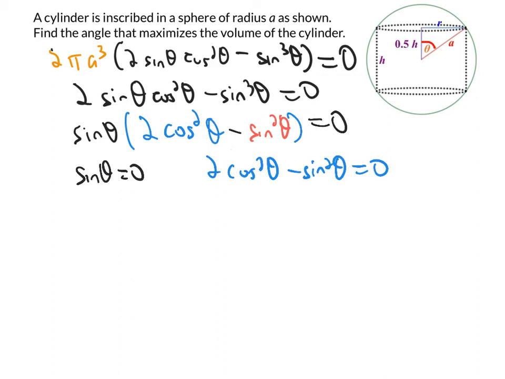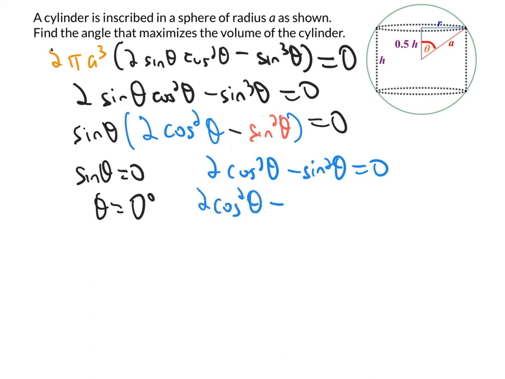The first one has only one solution in the physically meaningful range, because we know that theta has to be between 0 degrees and 90 degrees, and the only time in that case that sine of theta is 0 happens when theta is 0 degrees. And we can see that that's not going to be our maximum area because that's going to have a volume of 0, so we don't have to really worry about that one. But then we have the thing in blue, the 2 cosine squared theta minus sine squared theta equals 0, and that's just going to be more complicated because, again, equations involving multiple trig functions often end up having transcendental, that is, non-algebraic solutions.